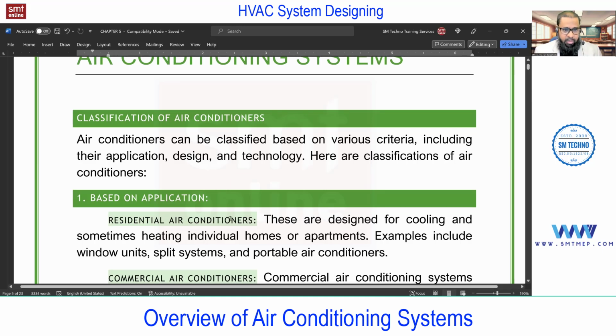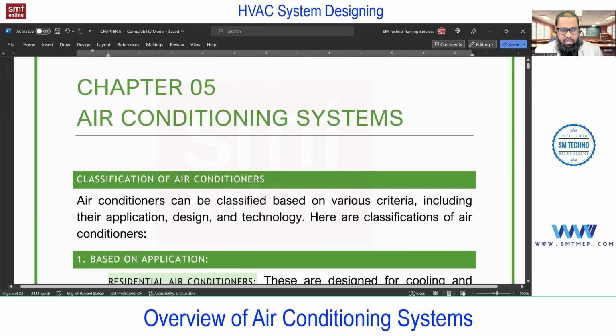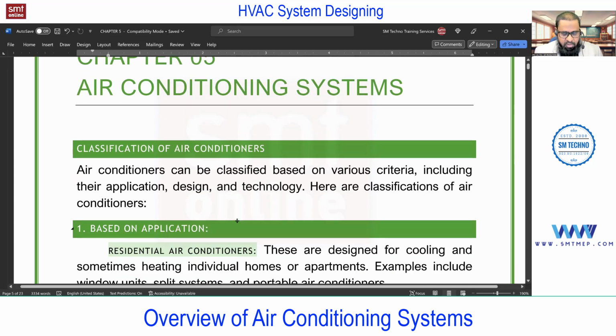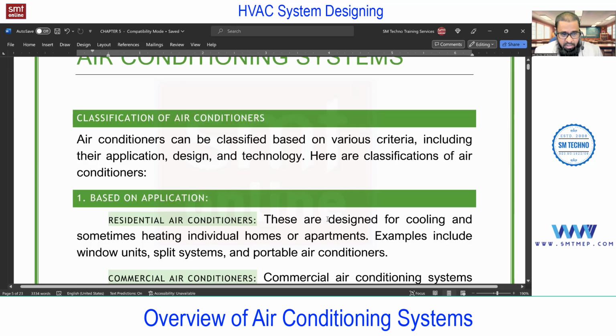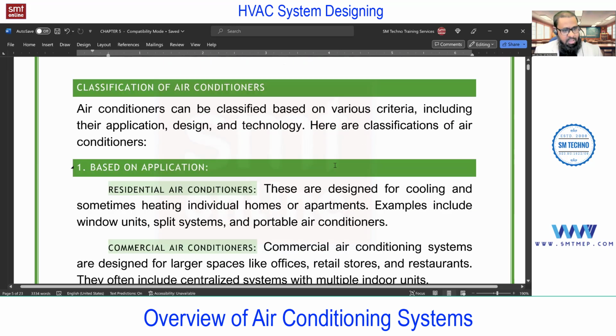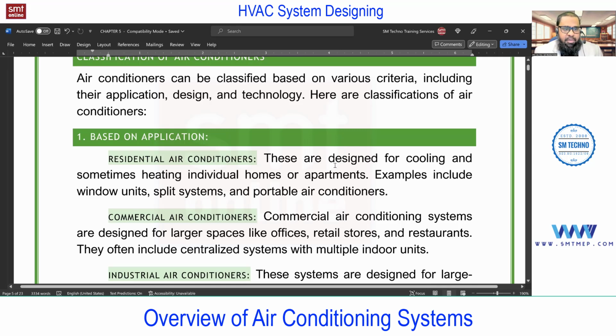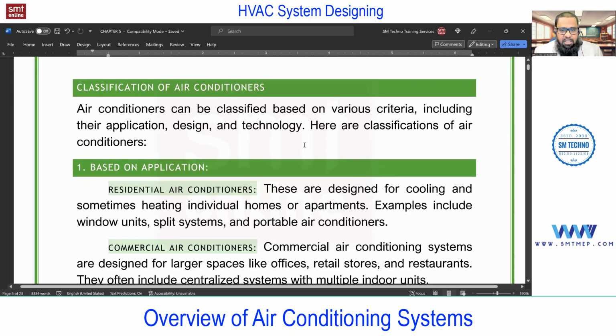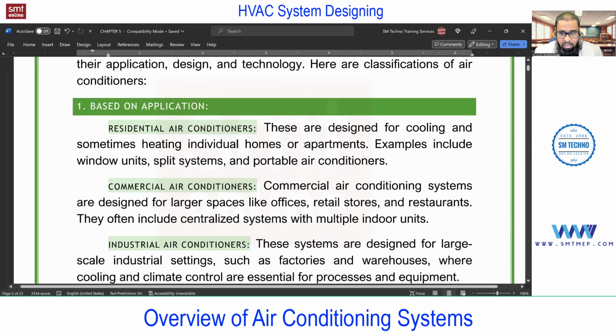So many of you know the different types of air conditioning which are used in actual practice, like window, split, etc. But we have some advanced options also, and we have a central system, we have ductable split, VRF, etc. But before this, let me complete some theory. So you see, air conditioners can be classified based on various criteria, including the application, design, technology. So first we'll talk about based on application.